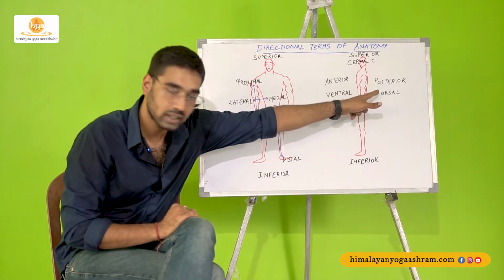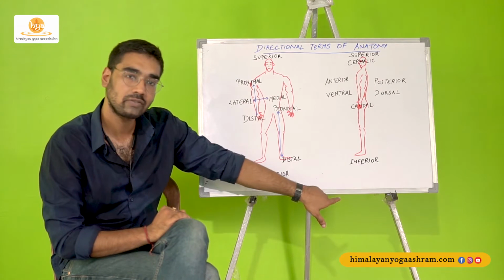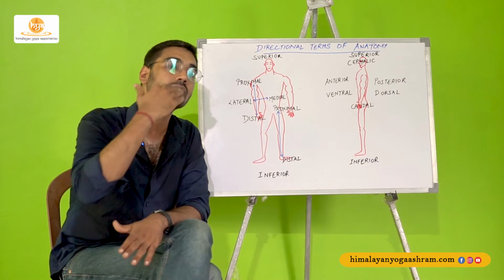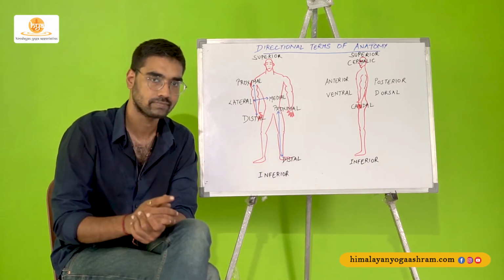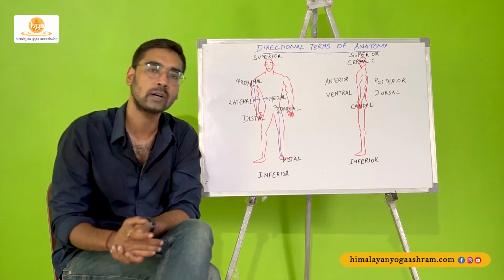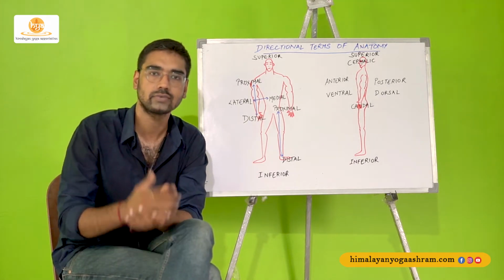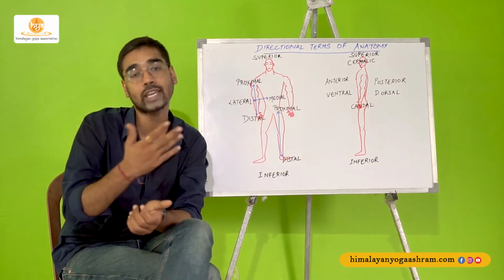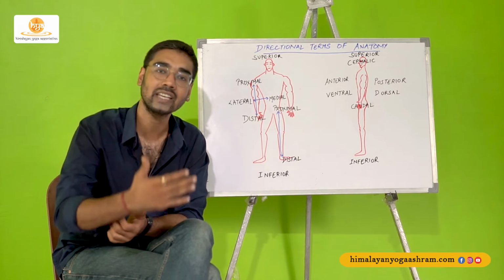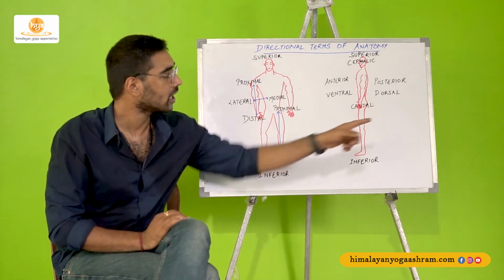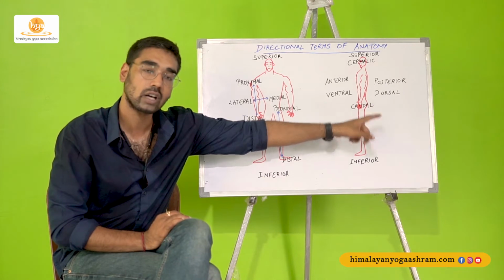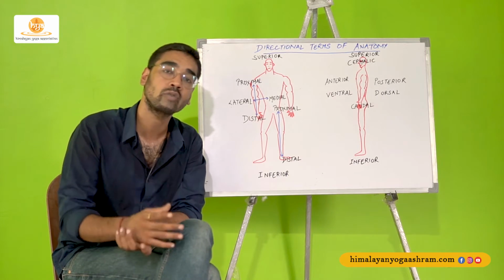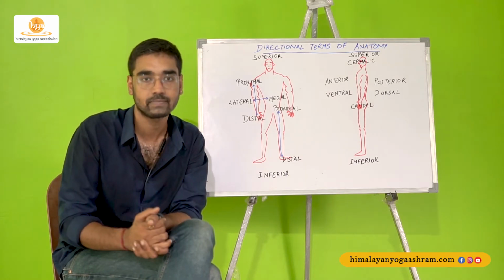Anterior, posterior, superior, and inferior. If I have to explain it, anterior is all about the front side of the human body. Posterior is all about the back side of the human body. For example, the chest is always on the front side, or we can also say that the chest is anterior to the human body. The hips, the buttocks are always in the back side of the human body, or we can also say that the buttocks are always posterior to the human body.